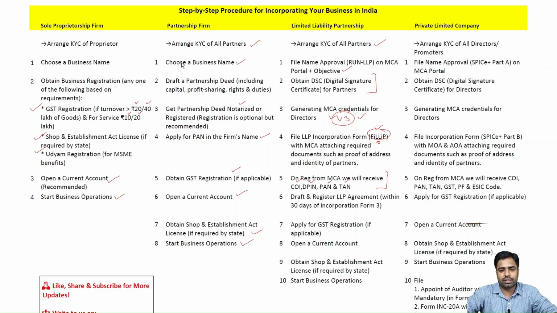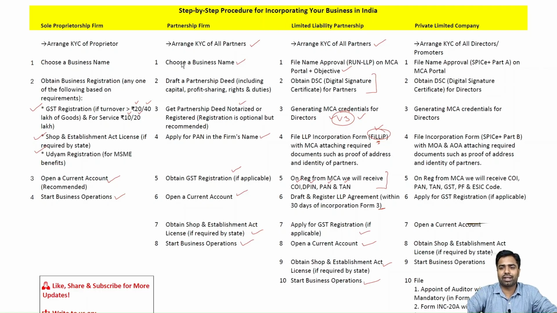Then once it is done, you have to draft and register the LLP agreement. Within 30 days of incorporation, once you receive your incorporation document, you have to prepare your LLP agreement, and that LLP agreement is required to be filed in Form 3 with the MCA. Then next, once this is done, you can go for applying for a GST registration if it is required. Then open a current account and again check the applicability of the shop and establishment license, and if it is required you can take it, and then you can go ahead with starting your business operations.